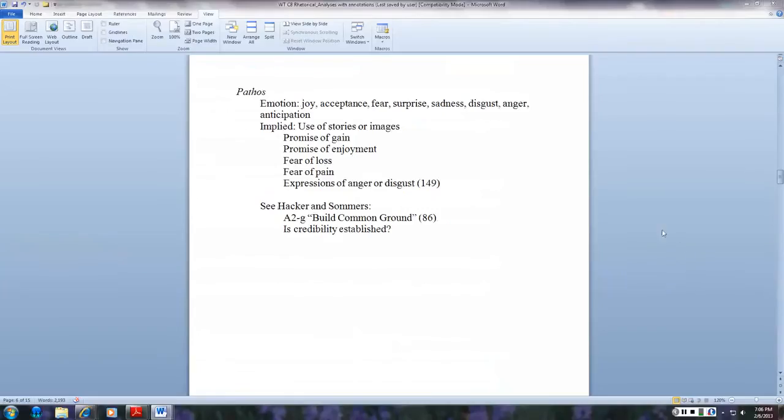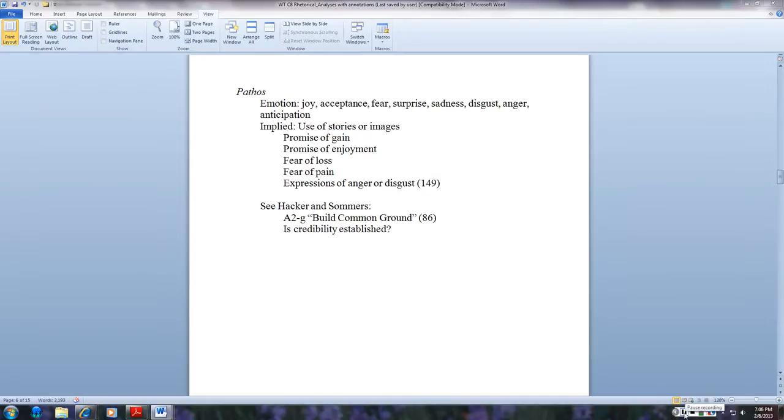The last appeal is to pathos. We appeal through promises of gain, promises of enjoyment, fear of loss, fear of pain, expressions of anger and disgust. Notice that we evoke emotions. It's better to evoke positive emotions. We need to evoke the negative ones as little as possible, but we do that to make a point. Notice again the idea that we're looking for the use of these appeals in what we read, and we also notice how we use these appeals when we write.